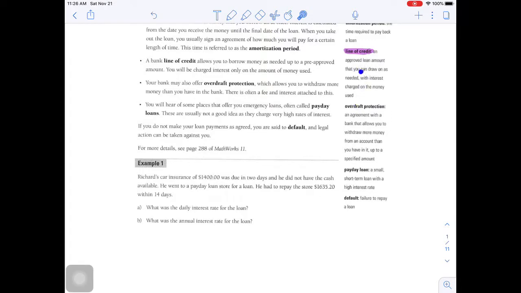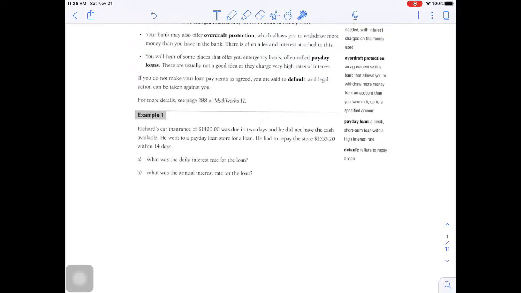And many people take out loans in order to, say, get a mortgage, to buy a house. Overdraft protection, okay, this is an agreement with a bank that allows you to withdraw more money from an account than you have in it. And overdraft protection often relies on your line of credit. So if you have bad credit, guess what? The bank won't really say, yeah, you can take a bit more money out than you actually have, because they won't trust that you pay it back very quickly. So paying back things is really important.